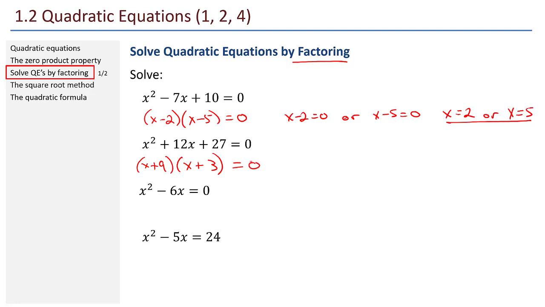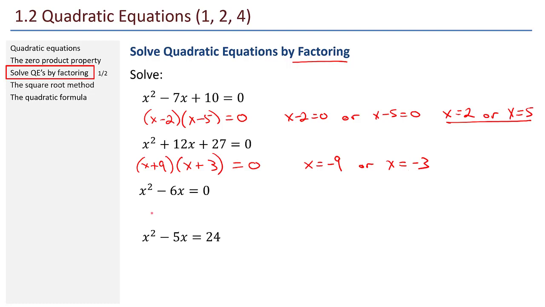Equals 0. That's important. It's still an equation. And so x plus 9 equals 0 or x plus 3 equals 0. Let's just go straight ahead and write x equals negative 9 or x equals negative 3. Those are my two solutions.